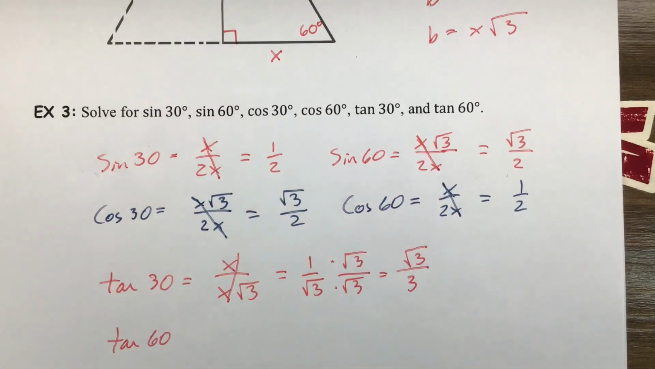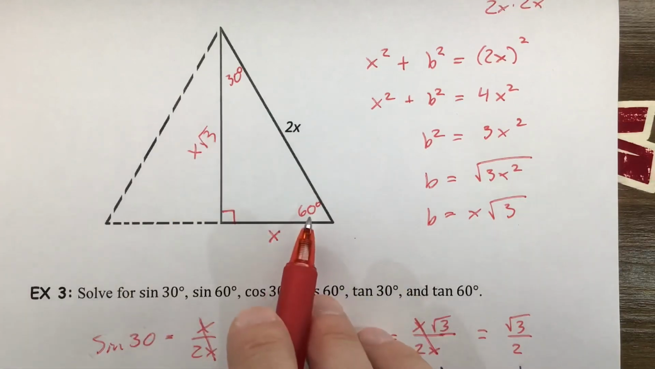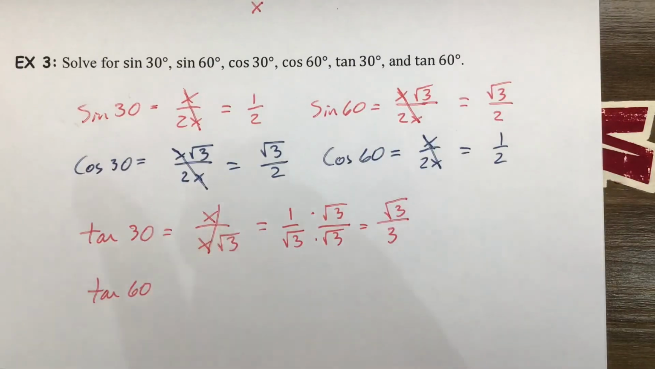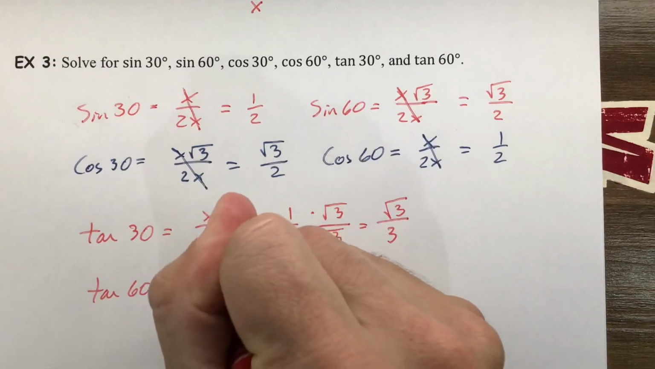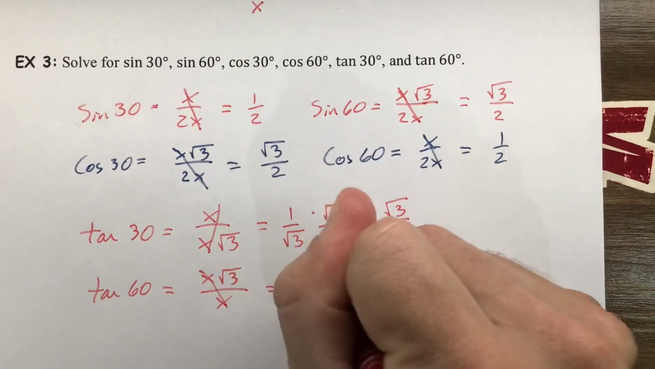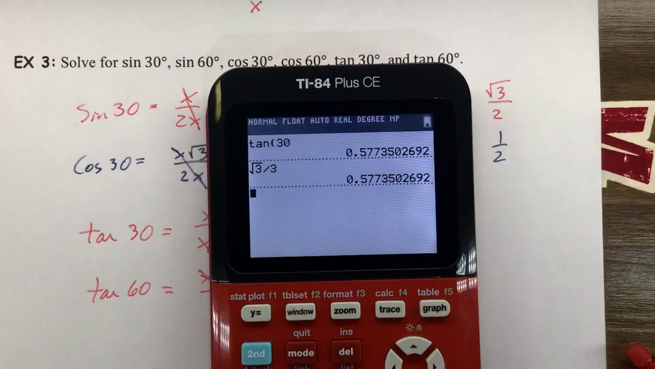All right, when you switch perspectives of your theta, when you switch from the 30 to the 60, you're still using the same definition, which is opposite over adjacent. But when you switch over to the 60 degrees, these just switch roles. Now that's the opposite, that's the adjacent. So you're really just going to have the reciprocal of what we saw here, which is x root 3 over x. These cancel, which means that you get the square root of 3. So the tangent of 60 is actually just the square root of 3. And we will test that out.